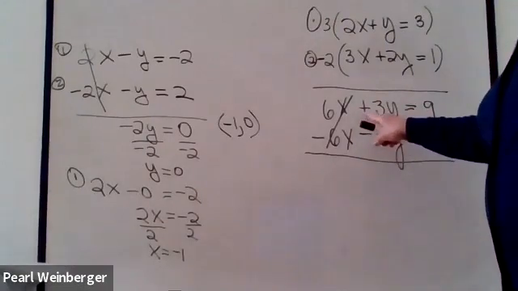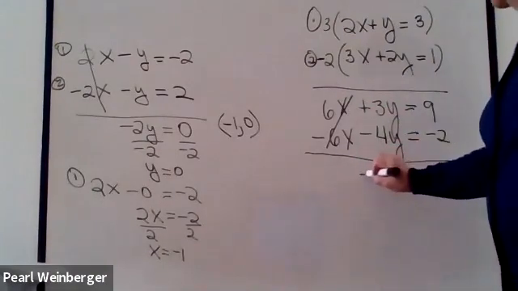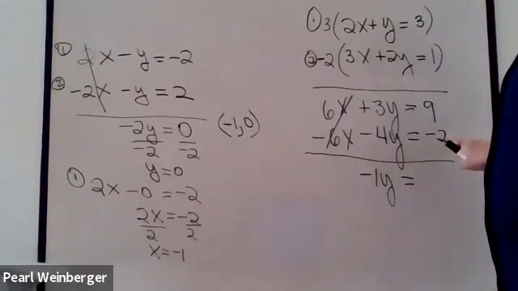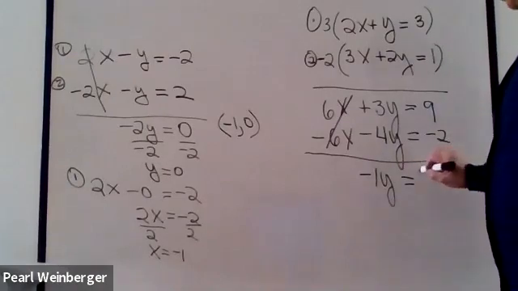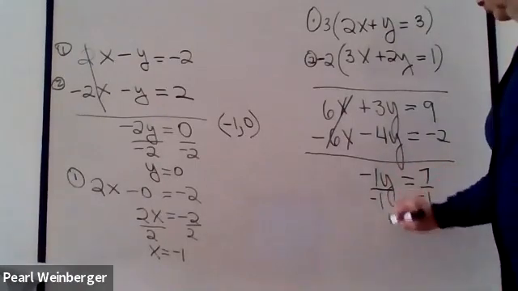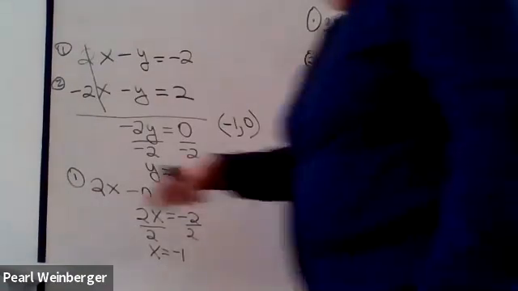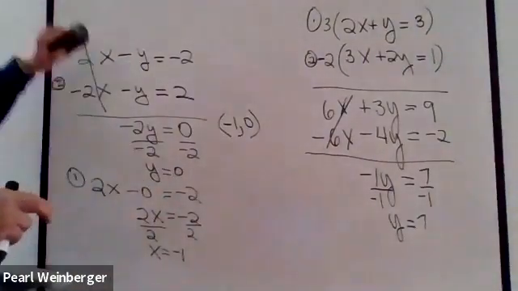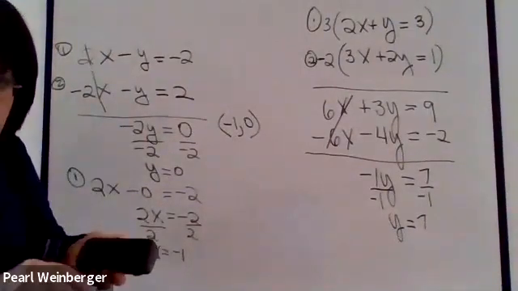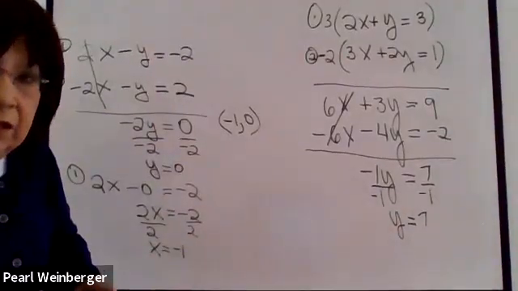In terms of the y, this is a positive 3y and a negative 4y. When I add a 3 and a negative 4, I get negative 1y. And on the other side, I get 9 plus negative 2, which gives me 7. And then I'll divide both sides by negative 1, which will give me that the y is equal to 7. By using multiplication, I was able to get the two coefficients of the x's to be the same number with opposite signs. And that meant that when I added them, they disappeared.